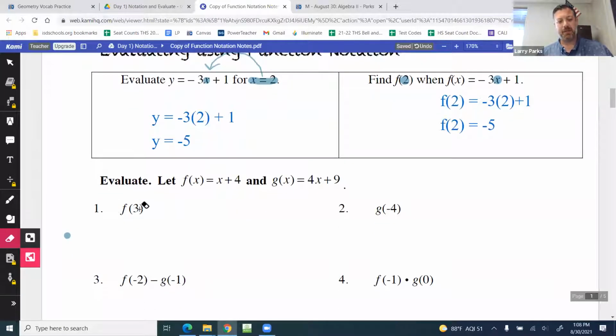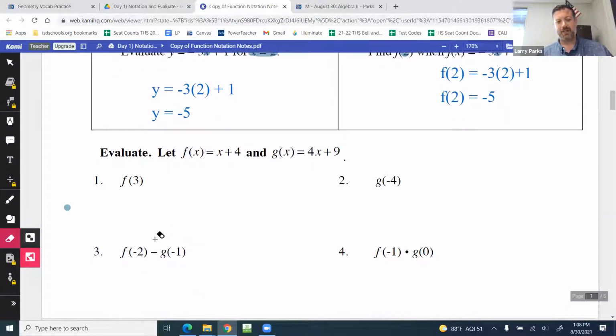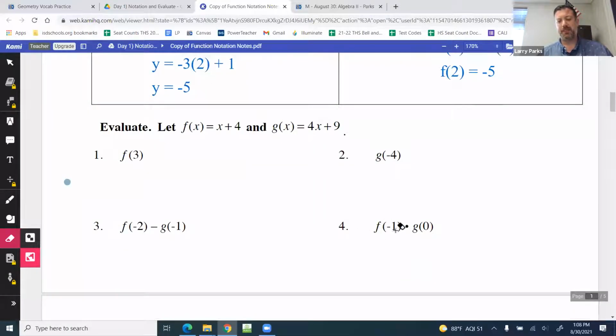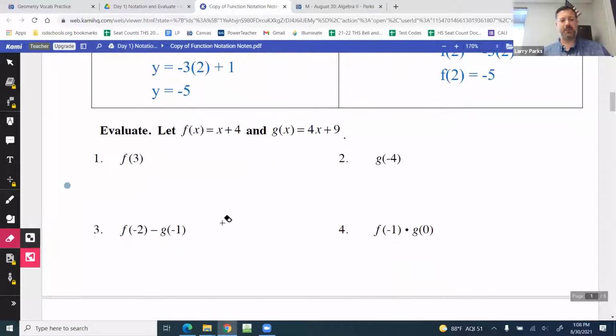So here, plug 3 into x, into the f function. Here, plug -4 in for x into the g function. Here, they want you to plug -2 into the f function, -1 into the g function, then subtract them. Here, plug -1 into the f function, 0 into the g function, and multiply them. So we'll do these 4 together.